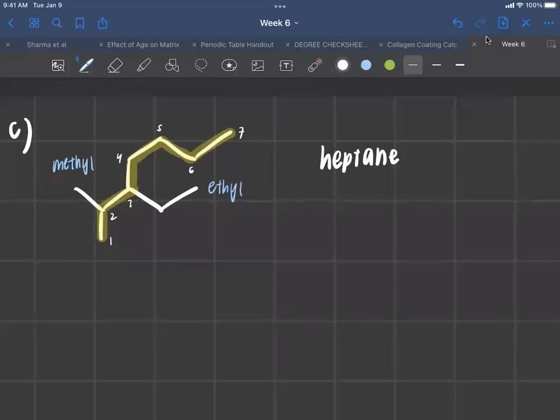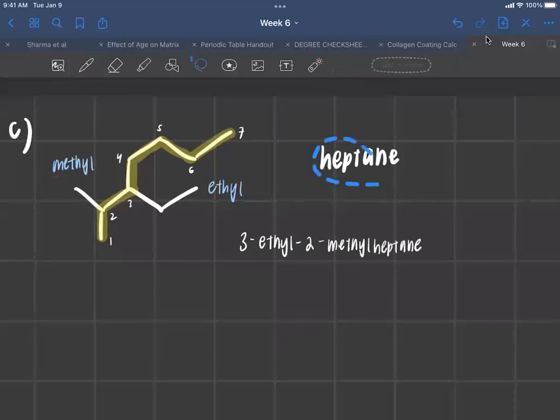And of course, the ethyl group's on carbon 3. So we have 3-ethyl. And then our methyl's on carbon 2. So 2-methyl. And then we just slap on our parent chain, heptane. So this molecule is named 3-ethyl-2-methylheptane.